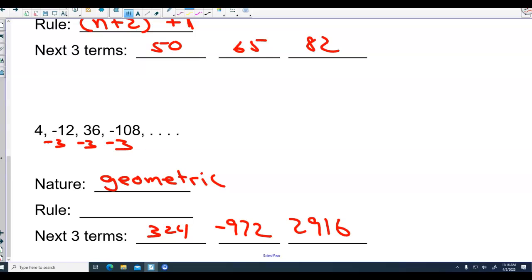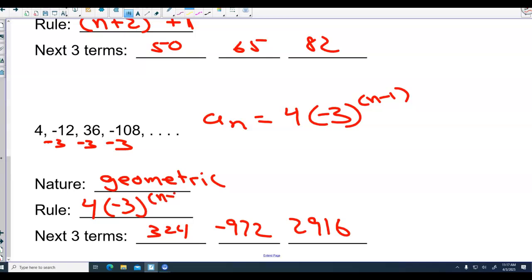Since it's a geometric sequence, 4, -3 to the n minus 1. That's what your a sub n is going to equal. So my rule, 4 times -3 to the n minus 1. And that's my answer.